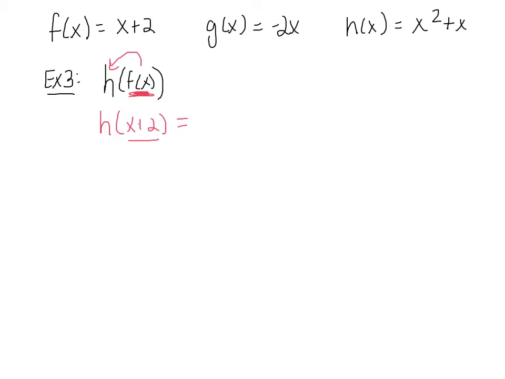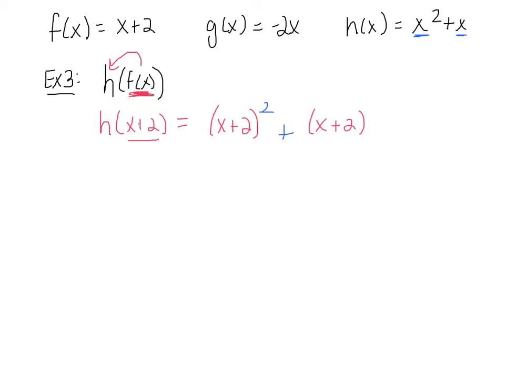Alright, so here's what we're going to have. We're going to have the x plus 2, and we're going to square that, because again, I'm just plugging it in here for my x. And then I'm going to have another plus x plus 2. This is x squared plus x for my h of x function.